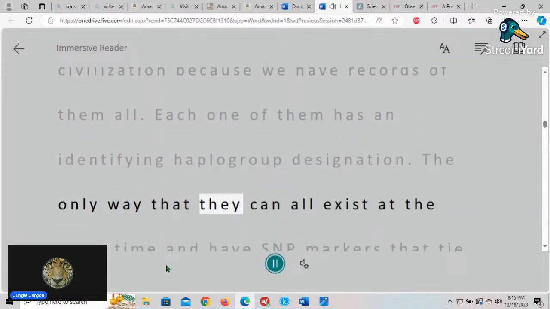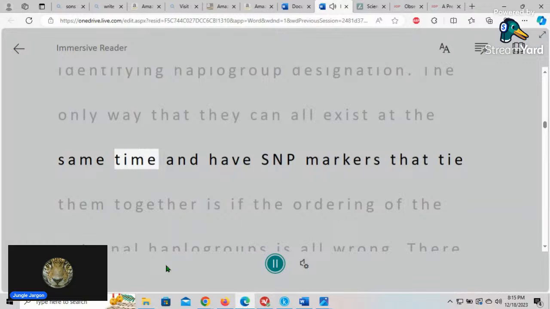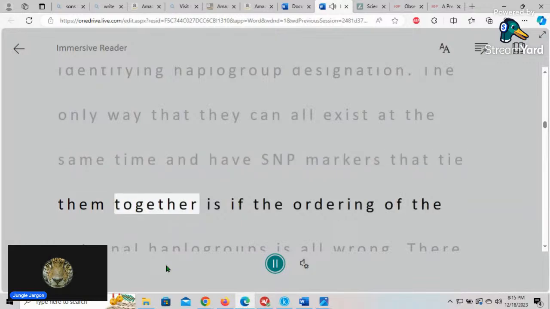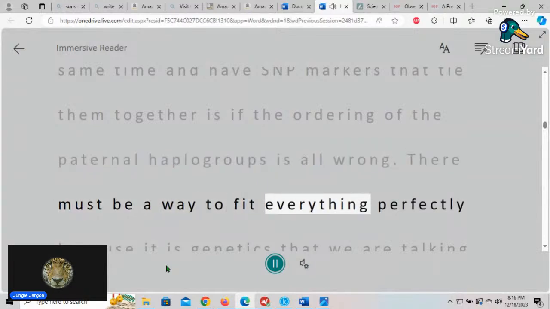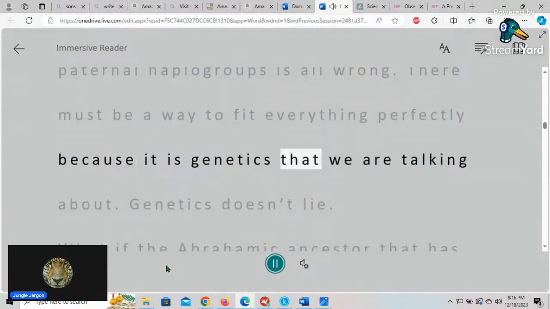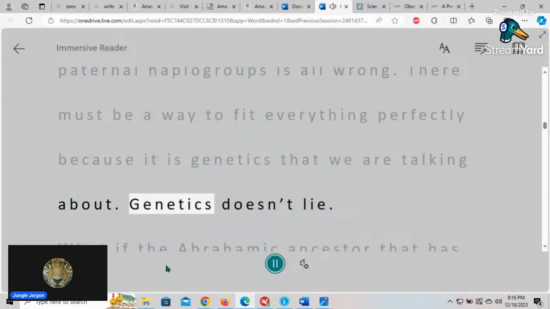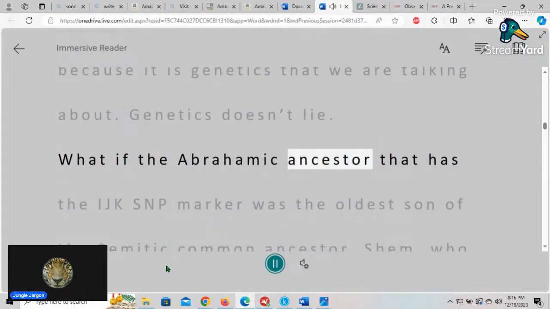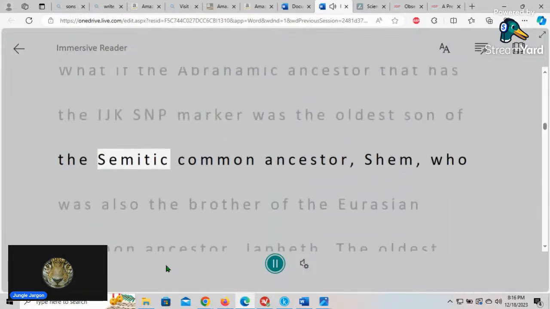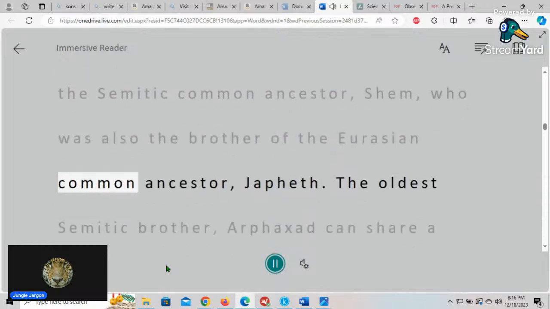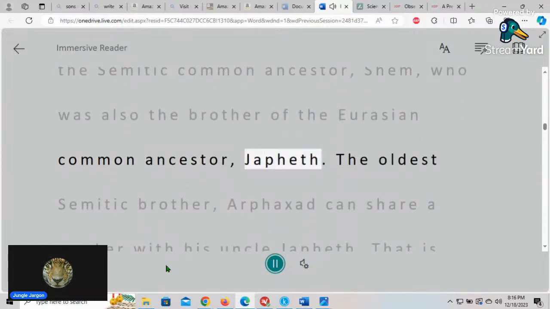The only way that they can all exist at the same time and have SNP markers that tie them together is if the ordering of the paternal haplogroups is all wrong. There must be a way to fit everything perfectly because it is genetics that we are talking about. Genetics doesn't lie. What if the Abrahamic ancestor that has the IJK-SNP marker was the oldest son of the Semitic common ancestor, Shem, who was also the brother of the Eurasian common ancestor, Japheth?